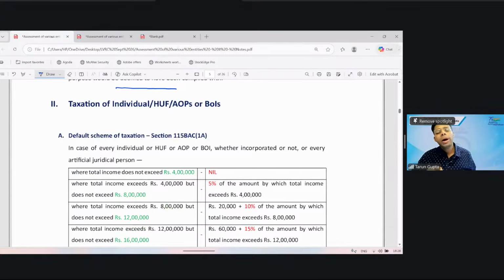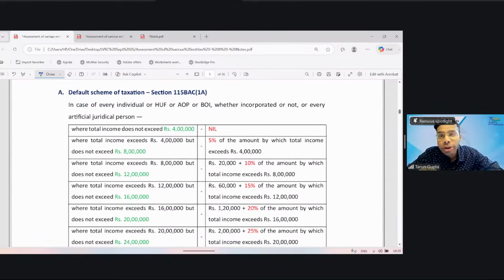Now we are moving to another type of entity, which is individual, HUF, AOP, BOI. Similar to company or cooperative society, these persons are also eligible for both schemes, the old regime and the new regime. The new regime is the default tax regime. So if you don't opt for any regime, you will be taxed under the new regime. So what are the slab rates applicable in the new regime?